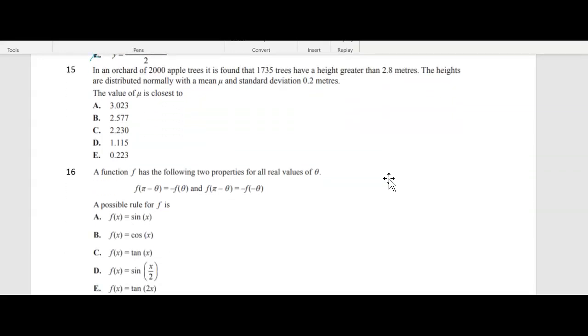All right, question 15. In an orchard of 2,000 apple trees, it is found that 1,735 trees have a height greater than 2.8 meters. The heights are distributed normally with a mean of mu and a standard deviation of 0.2. The value of mu is closest to.